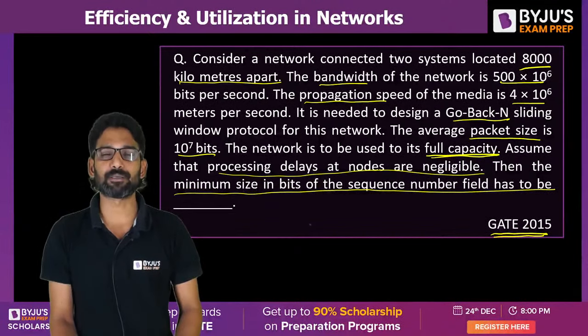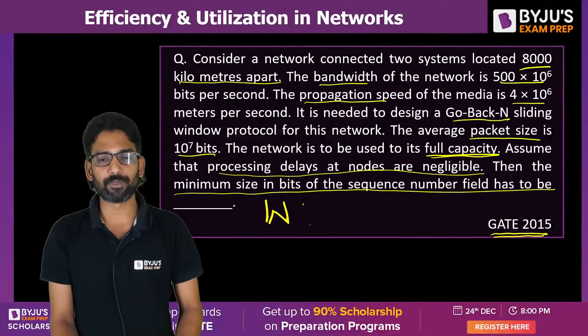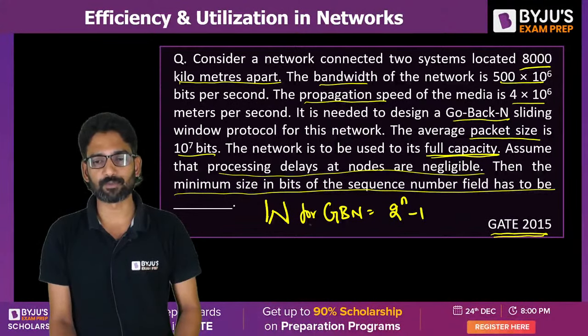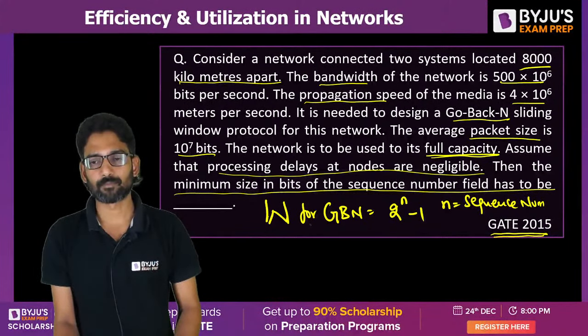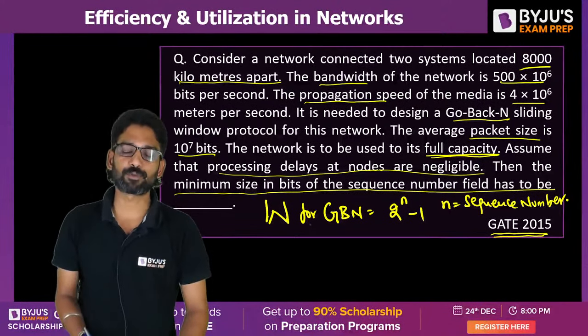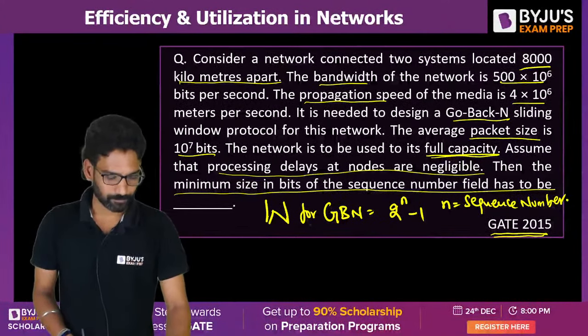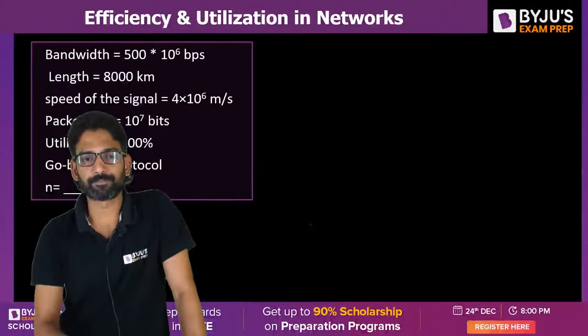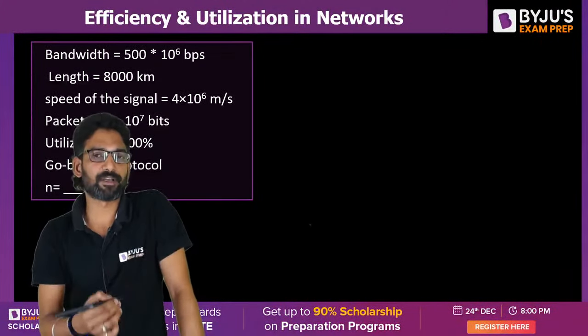What is sequence number field? W for go back n is 2 raised to small n minus 1. That small n is the sequence number. So we should find out small n. Let's do it. So these are the specifications.